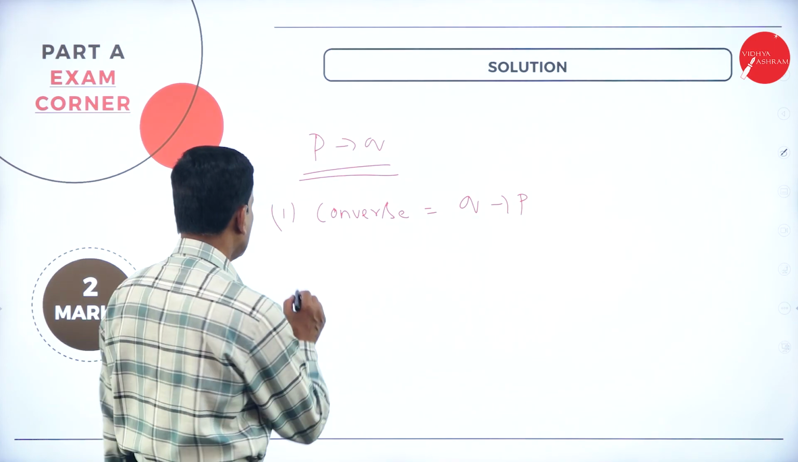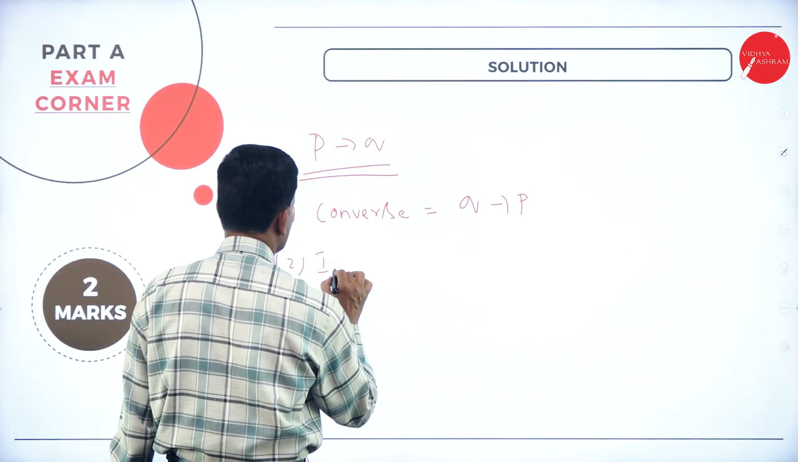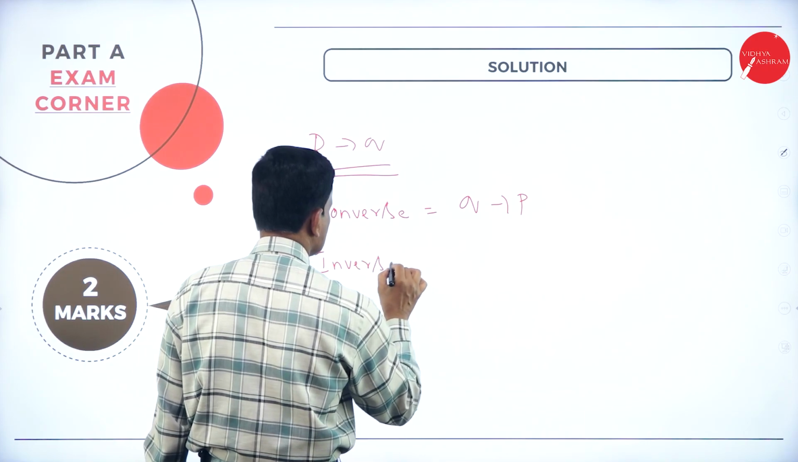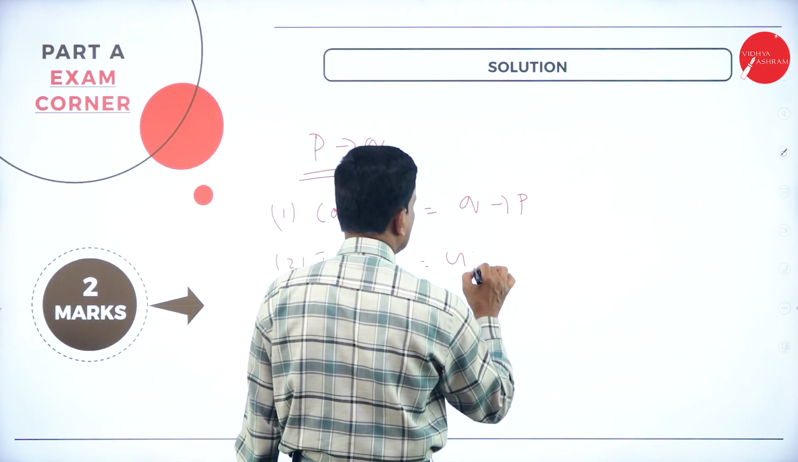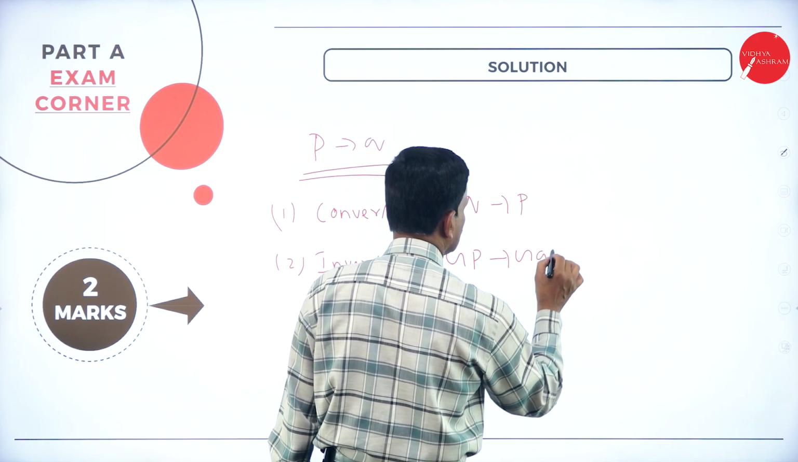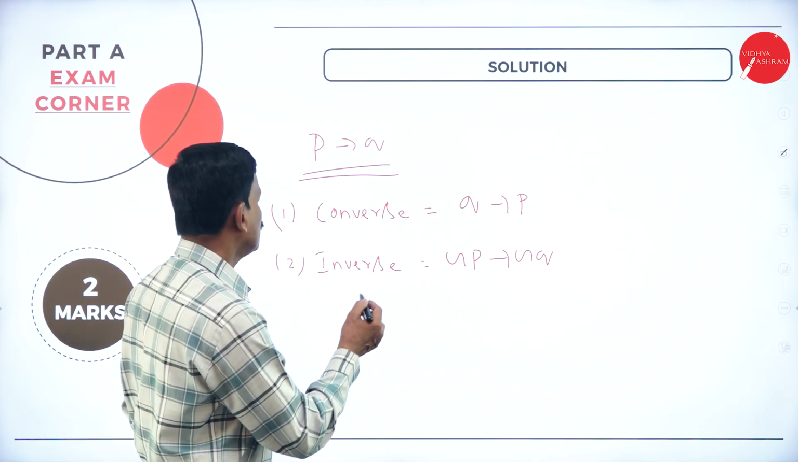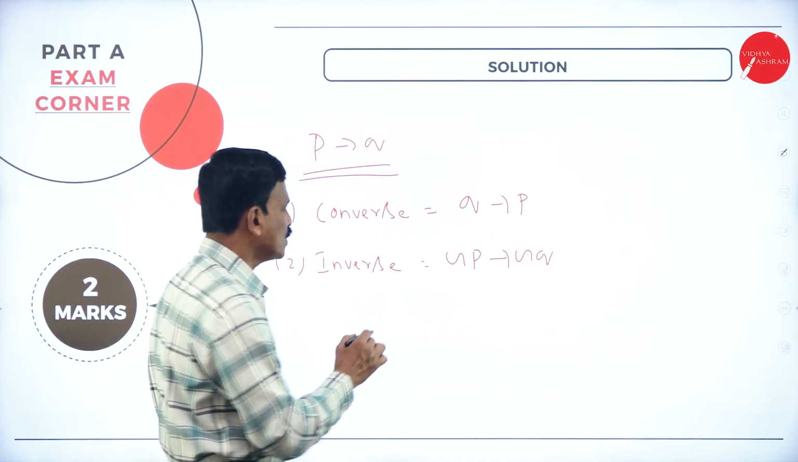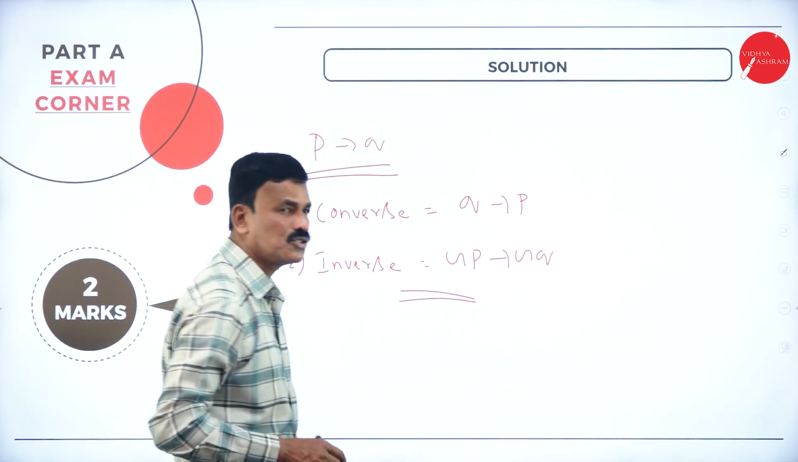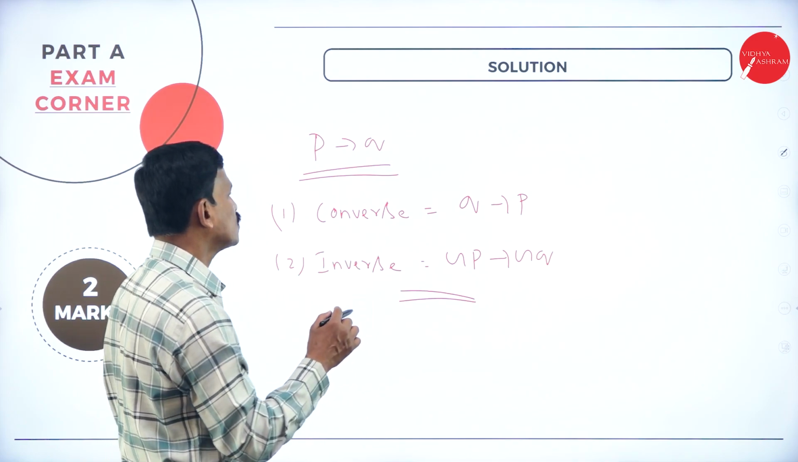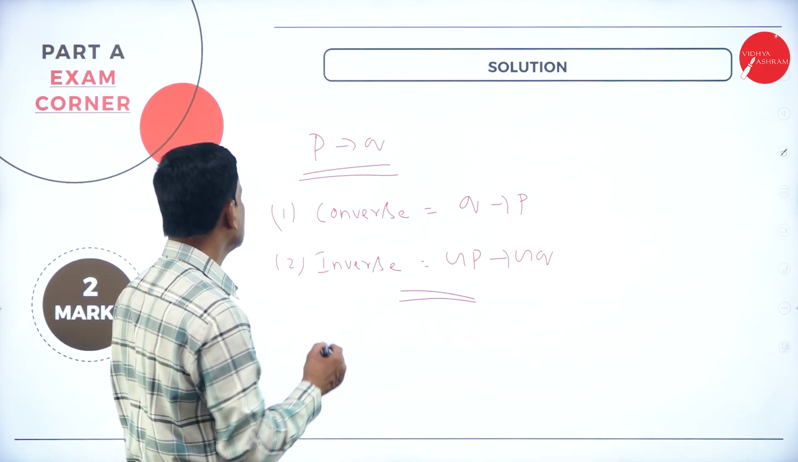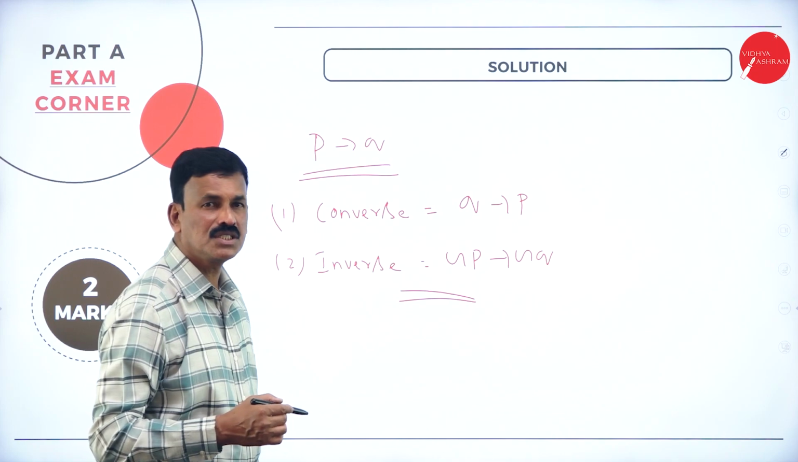Now what is the inverse? Inverse is negation P conditional to negation Q. This is called the inverse. If you write this much, you will get 2 marks: 1 mark for converse, Q conditional to P, and 1 mark for the inverse, negation P conditional to negation Q.